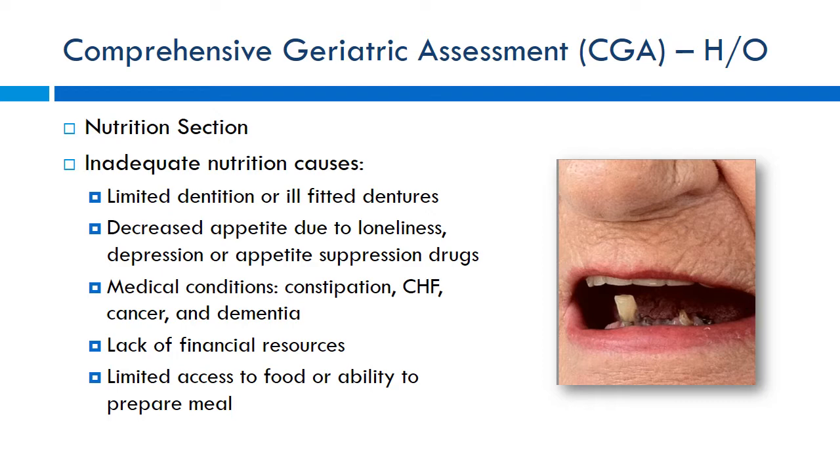Certainly, there's a host of medical conditions like constipation, congestive heart failure, cancer, dementia. All that can lead them to not really getting the kind of nutrition that they need, and certainly things like lack of financial resources. So, if it's not for programs like Meals on Wheels, some elderly patients might not actually be able to get food in a lot of cases. And not only that, but them actually being able to get to the food and actually able to prepare it can be another hindrance to them getting adequate nutrition.